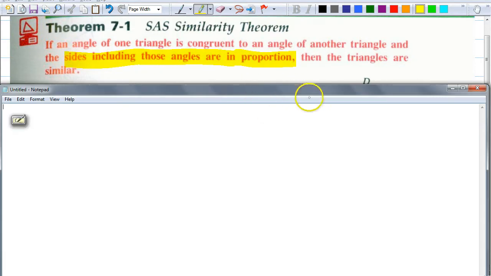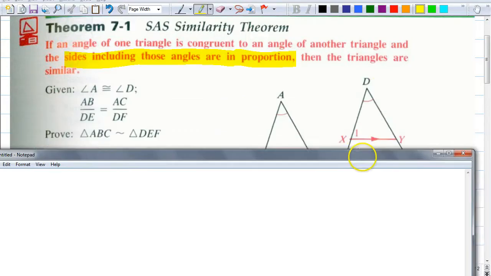Because what if they were congruent? Then you would have the side angle side postulate, right? The two triangles would be congruent. So this is different from the two triangles being congruent. So how would you go about proving this?